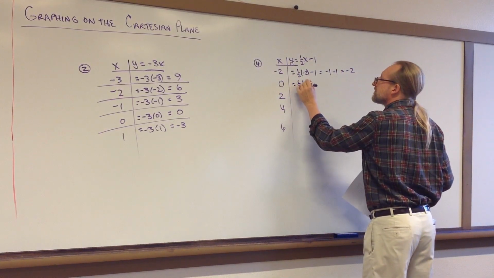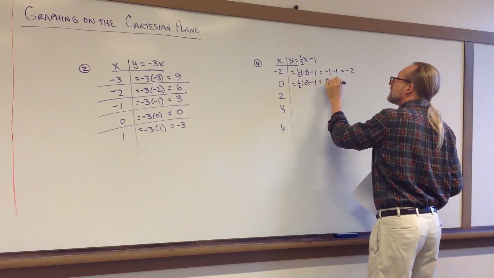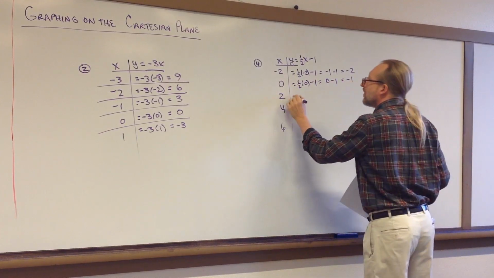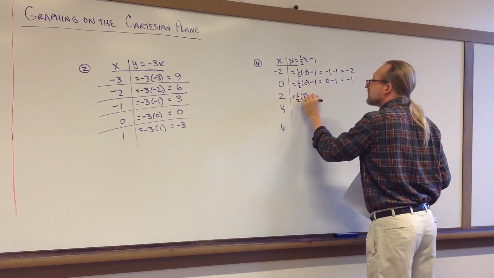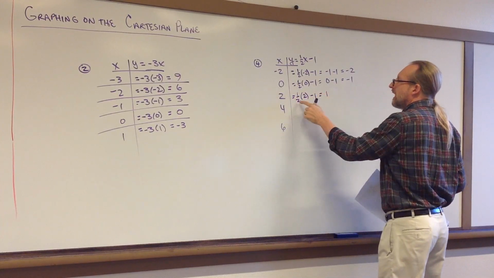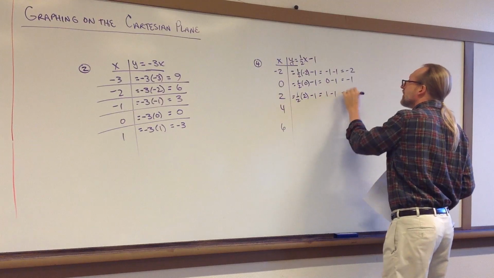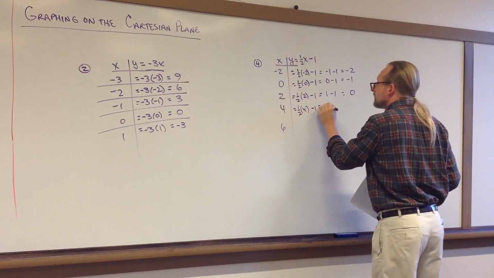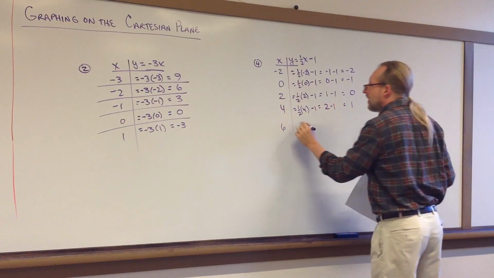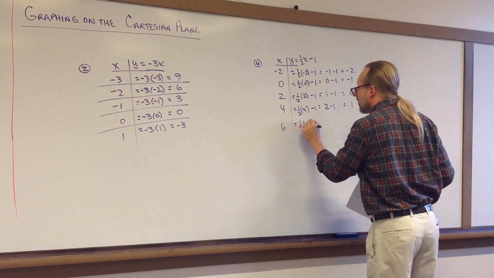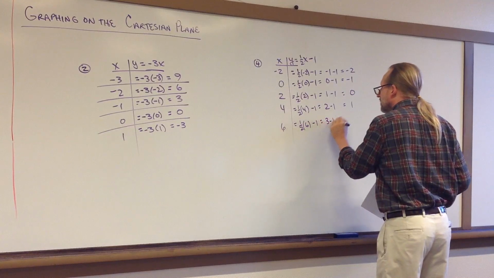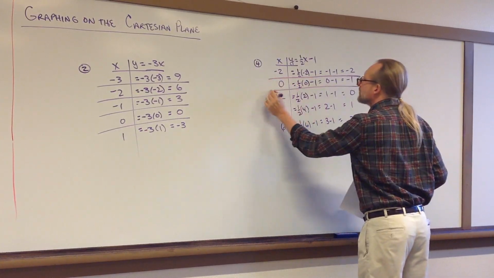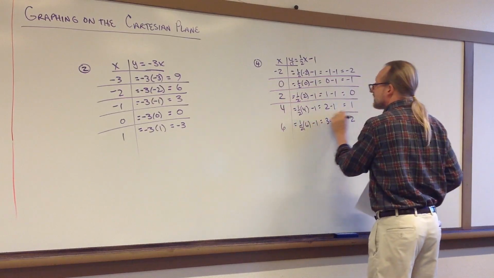Here we'll do 1/2 times 0 minus 1. So that'll be 0 minus 1, which is negative 1. Here 1/2 times 2 minus 1. 1/2 times 2 is 1. Minus 1 is 0. And so on. So this will be 2 minus 1, and then here we'll get 3 minus 1 equals 2. So here are our y values that correspond to the x values.